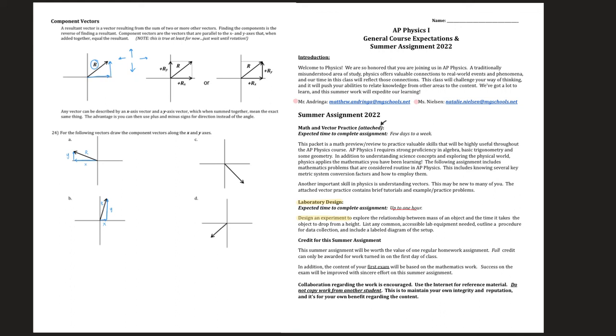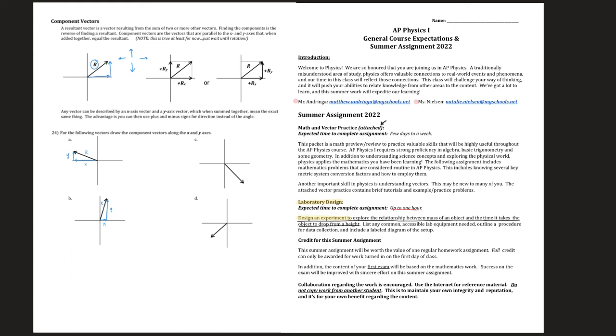Finally, looking at laboratory design. Up to 1 hour, don't spend a million years on this. Okay, you're going to design an experiment to explore the relationship between mass of an object and the time it takes the object to drop from a height. Do you think heavier things fall faster? That's what we're asking you here. Okay?